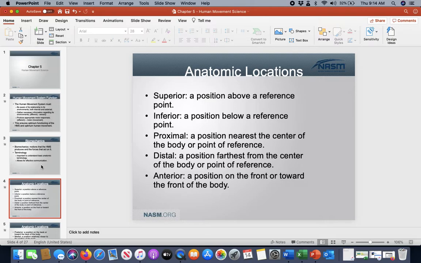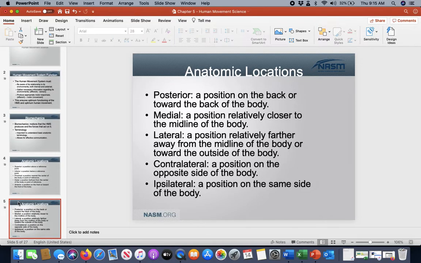And then in terms of positioning, we're talking about anterior, which is the front of the body. If someone says more anterior, that means if it's posterior and it's more anterior, it's not directly to the back, it's moving toward the front. And then there's the opposite, posterior, meaning on the back or toward the back.